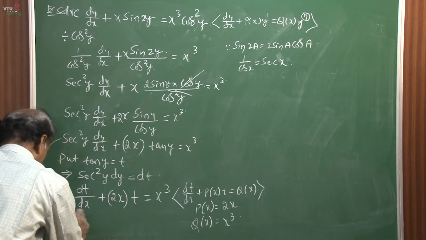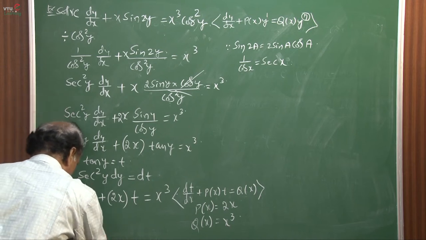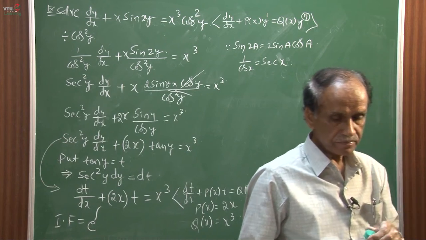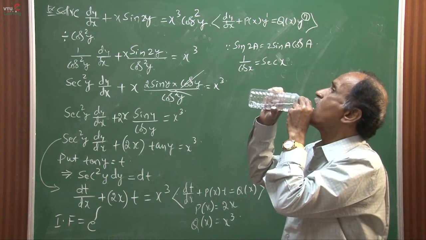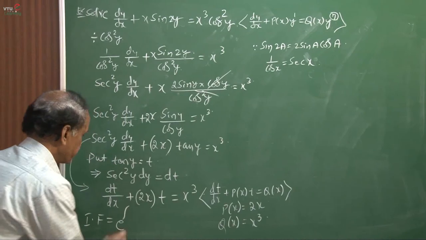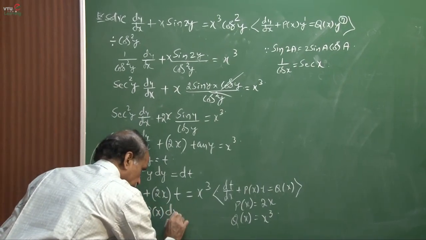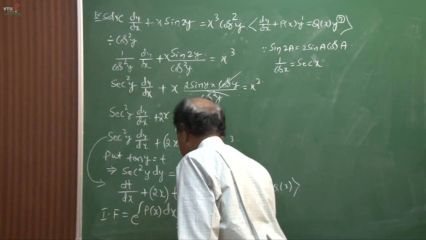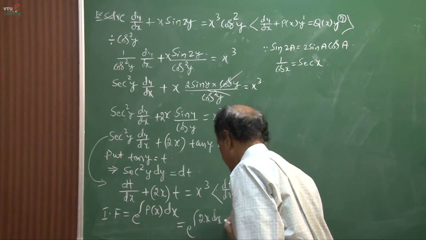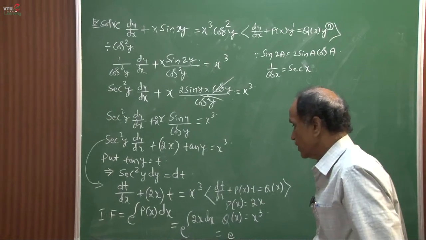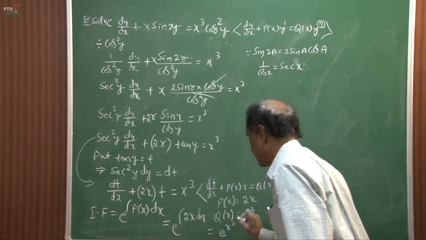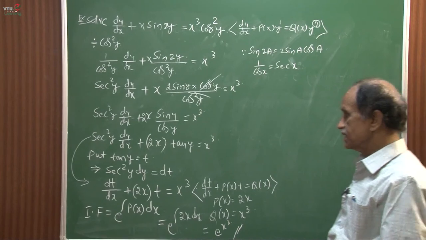Now the integrating factor is equal to e to the power integral of p of x dx. What is that integrating factor? E to the power integral of 2x dx, that is e to the power of x square by 2 times 2; the 2 cancels, leaving the term x square. E to the power x square is your integrating factor.